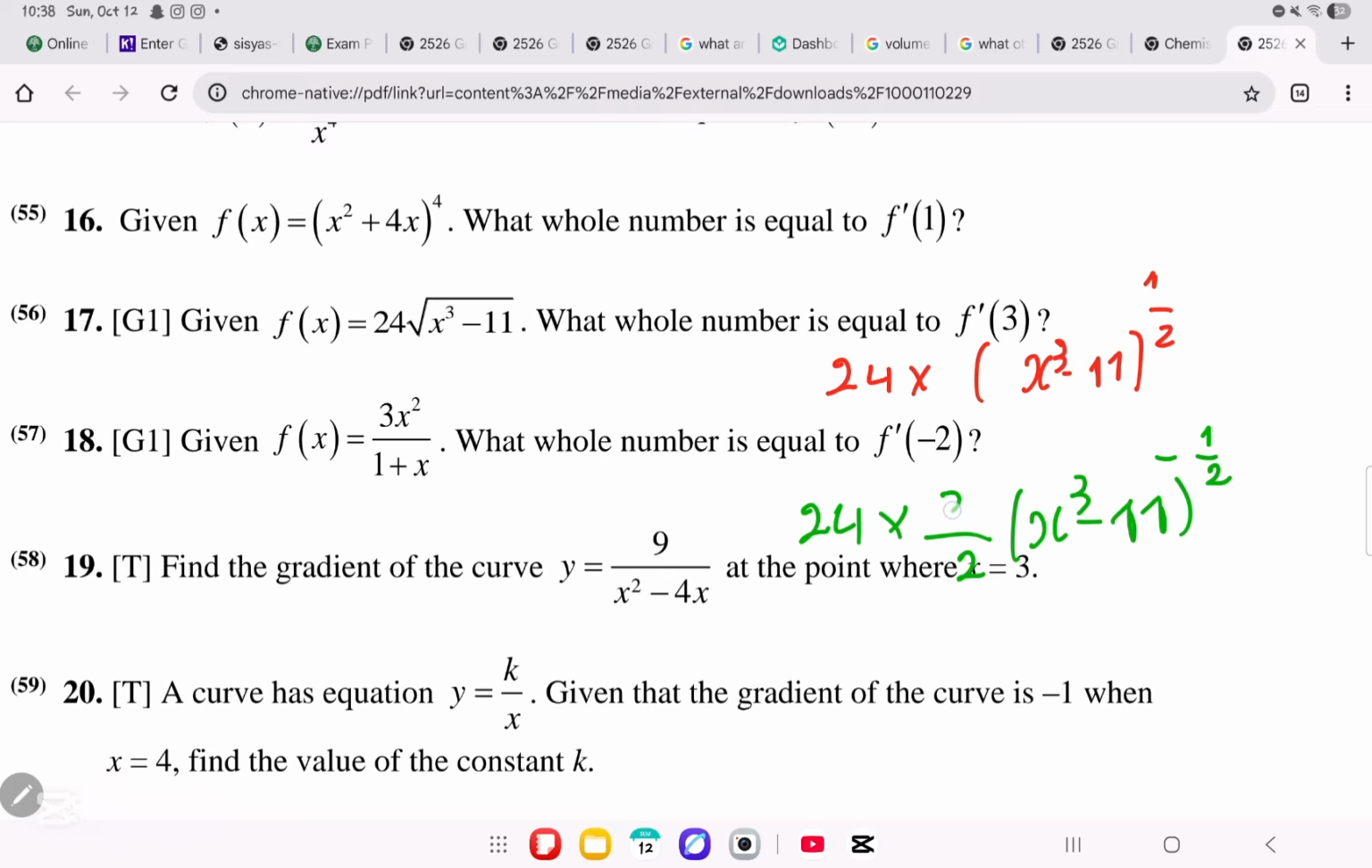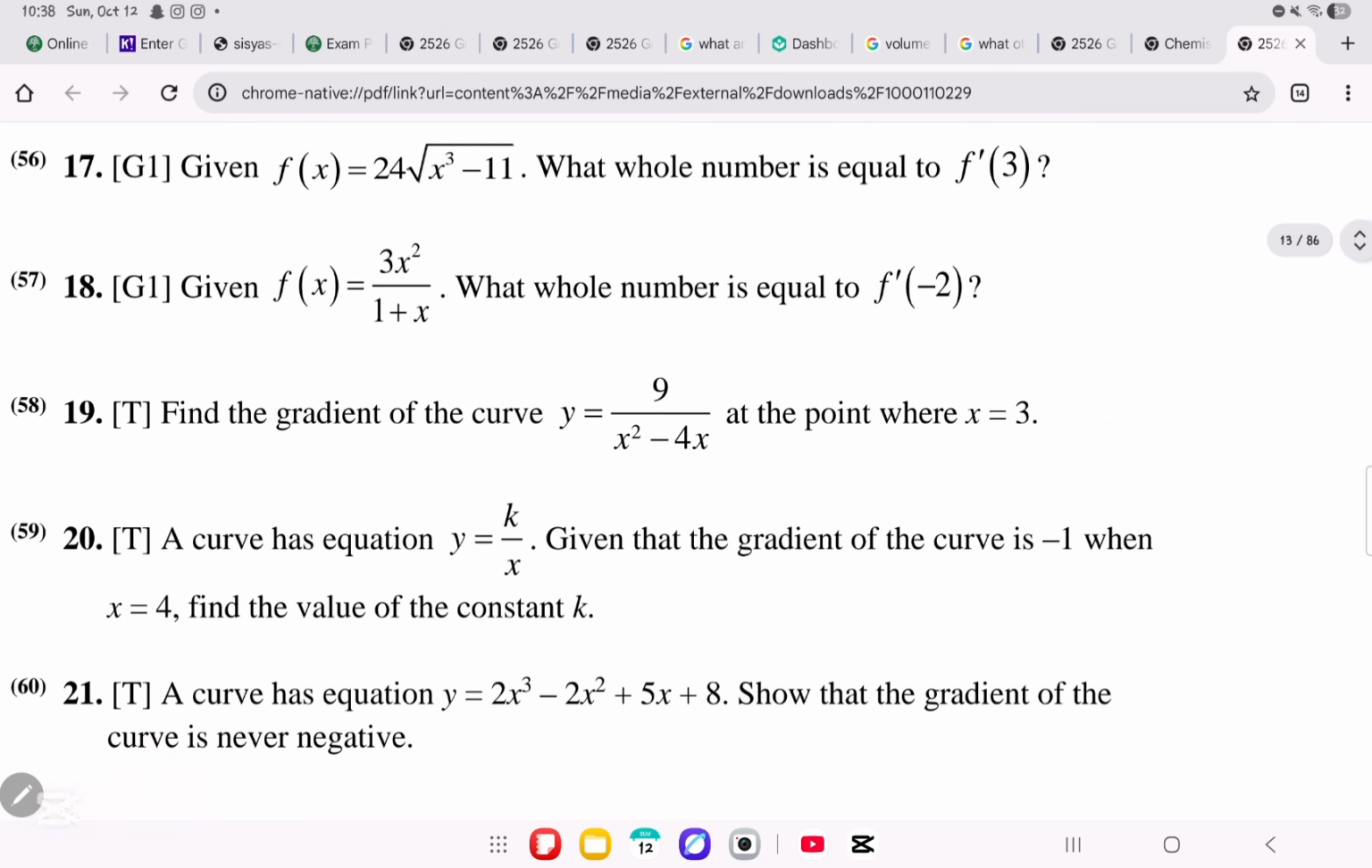So this will become 3 over 2x squared. Perfect. So now it will be 24 times 3 over 2. That's going to be 36. So 36x squared over radical x to the power of 3 minus 11. That's going to be easier for us to solve. You just need to now substitute x by 3. So it's going to be 36 times 3 squared over radical 3 to the power of 3 minus 11. And we will get the answer to be 81.